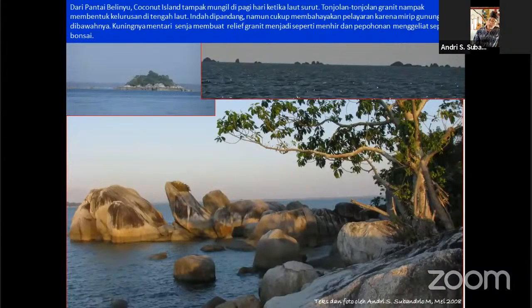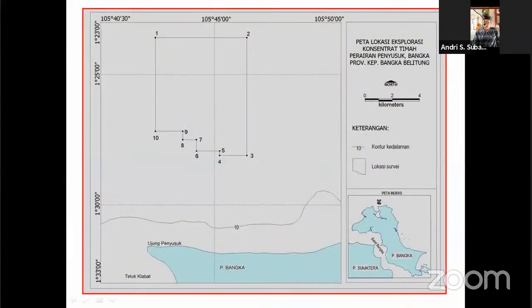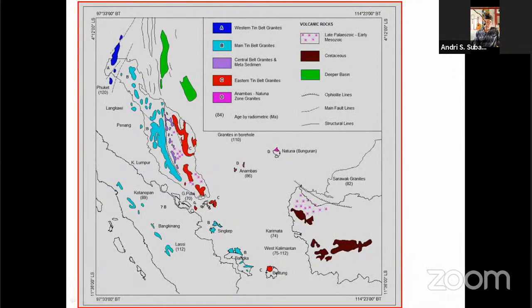This is the Bangka Belitung Islands, showing some outcrops that only emerge at low tide. At low tide we can see the island, but at high tide almost the island is underwater. So we have exploration here for tin concentrate in the seabed of northern Bangka. For example, here 4 or 5 kilometers from the beach, and we have a program to map the seabed underwater. So this is why we can explore.